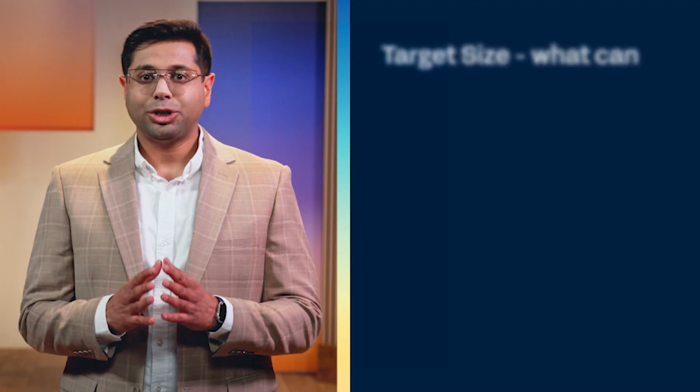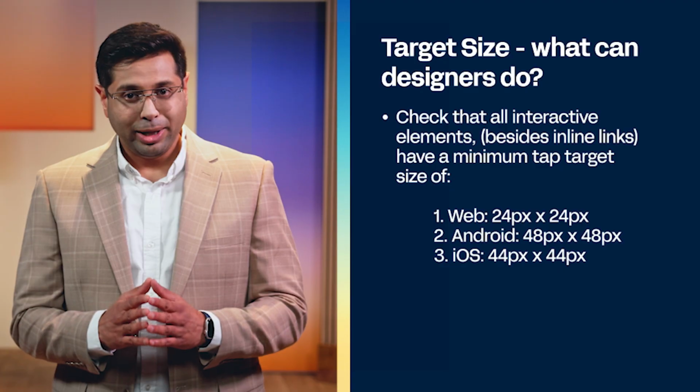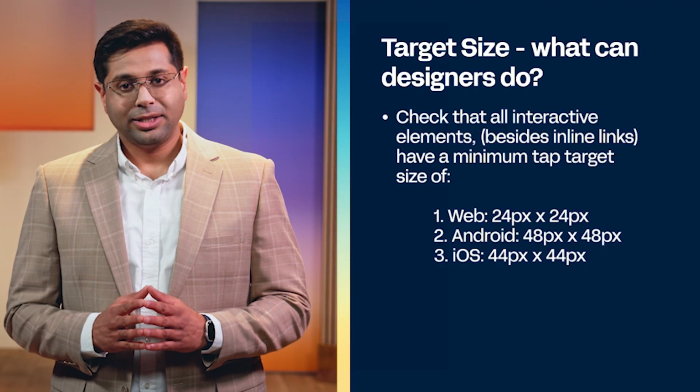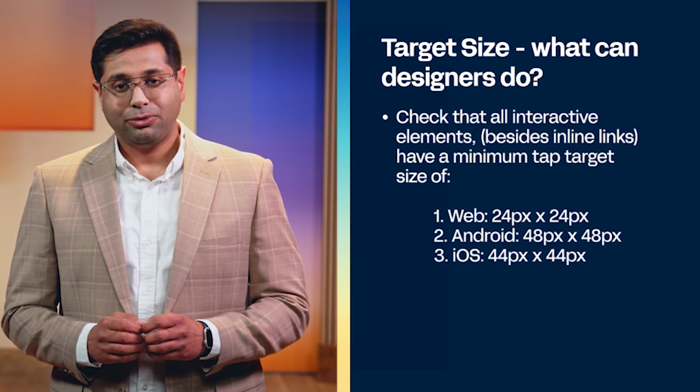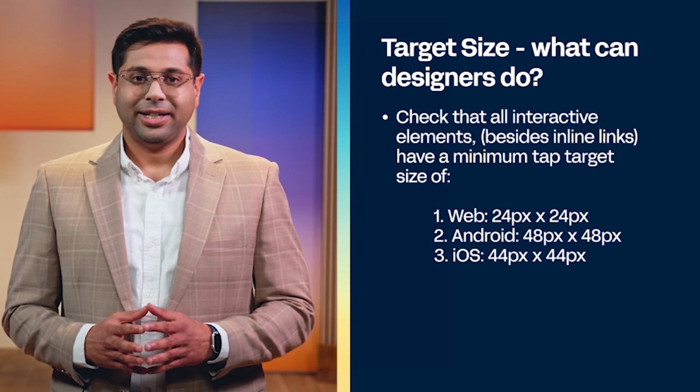So how can designers solve this? Designers should check the target size for all the interactive elements. For the web, the recommended target size is 24 by 24 pixels. For Android, it's 48 by 48 pixels. And for iOS, it's 44 by 44 pixels. In tools like Figma, use layout grids or target size plugins to verify that your components meet these thresholds.